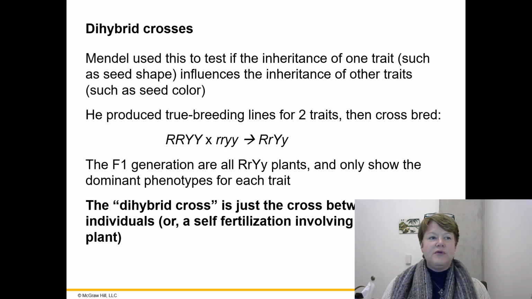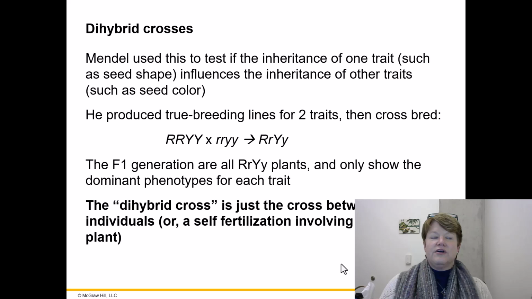So in the last segment, we were looking at monohybrid crosses, and fundamentally a monohybrid cross is a cross between two hybrids that are hybrid for the same gene. So we did big P, little p, cross big P, little p. That's a monohybrid cross. In our modern language, when you have two alleles that are different, we don't say hybrid, we say heterozygous. But Mendel said hybrid.